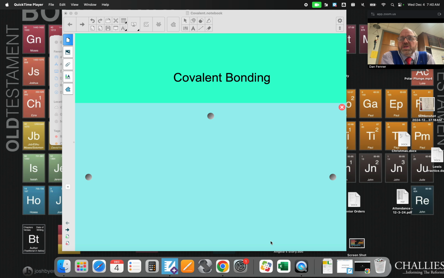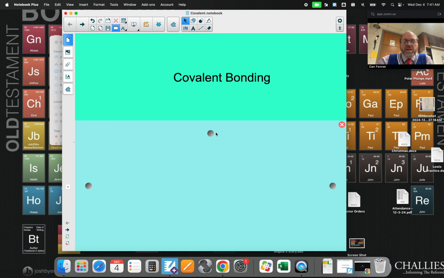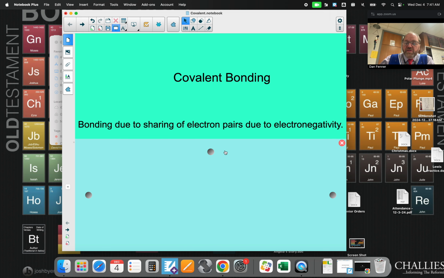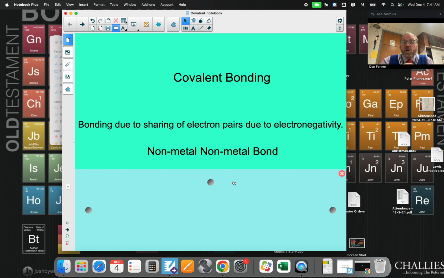To Let's Talk Chemistry with Pastor Dan, we're looking at covalent bonding. Covalent bonding, unlike ionic, which is by electron transfer caused by electronegativity and ionization energy, is bonding due to sharing an electron pair due to electronegativity. Now that's sort of like electron affinity, but we're pulling on the electrons, and what atoms prefer to pull? That would be a nonmetal. So a covalent bond is always a nonmetal to nonmetal bond.